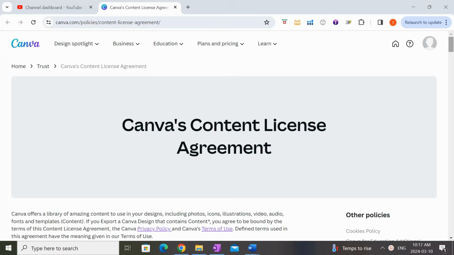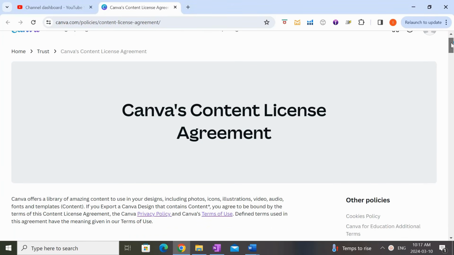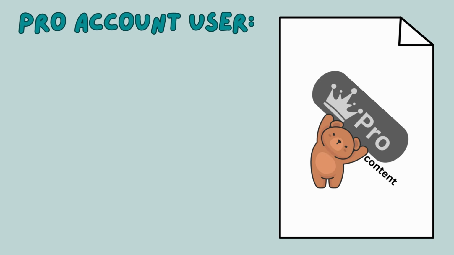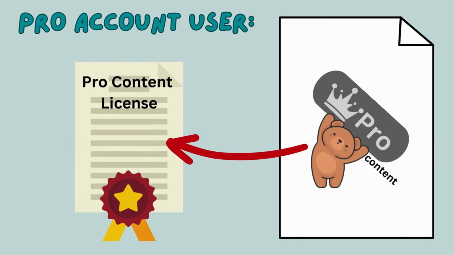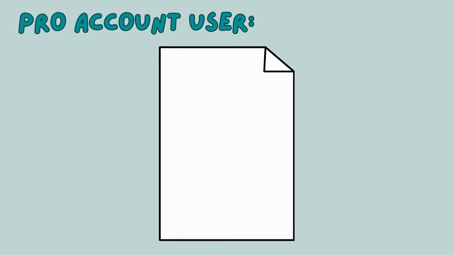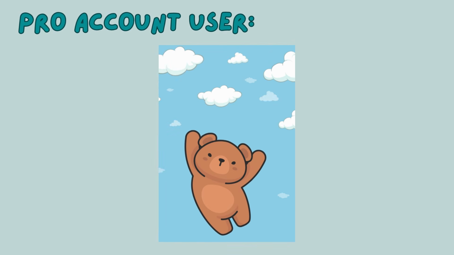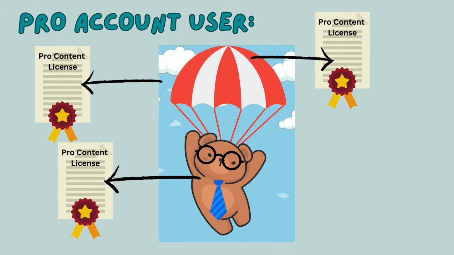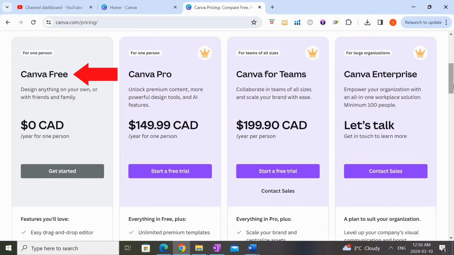From a licensing perspective, if you are a pro account user with Canva, meaning you pay for a monthly subscription with them, then each time you add a pro content element into your design, you will automatically be granted a pro content license at no extra cost. So for example, if you add 5 pro content elements into your design, you will automatically be granted 5 separate pro content licenses.